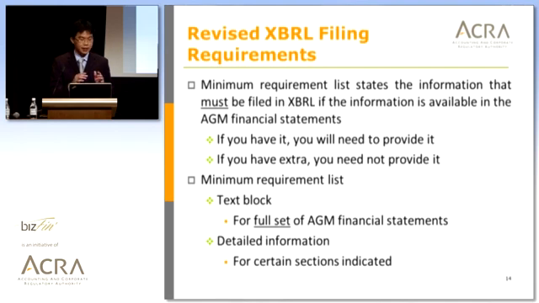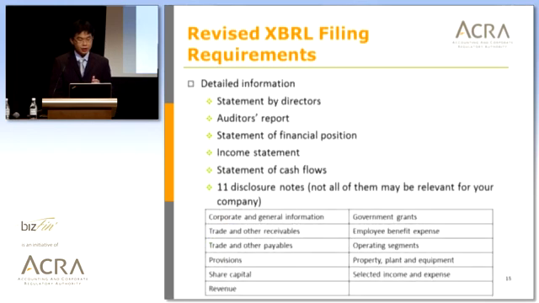And in basic sense, this minimum requirement list consists of two categories of fields. One is the text block field, which allows you to submit the contents within your entire set of financial statements in textual format for submission to us. And other than this text block field, there is also detailed information where you need to submit specific information within the individual sections of your financial statements to us. So which are the sections selected for you to provide detailed information to us? These slides will actually give you an outline.